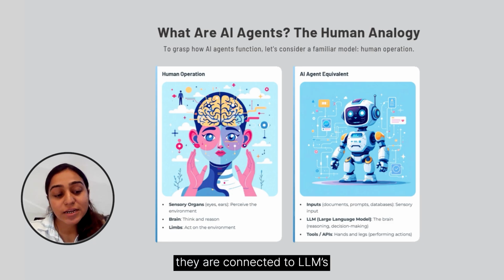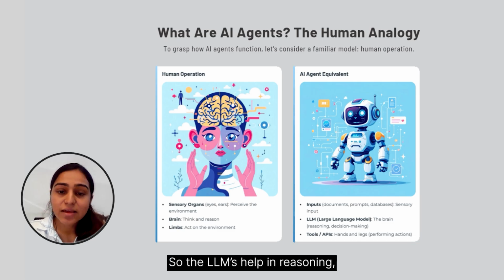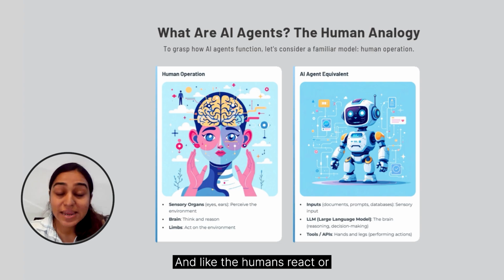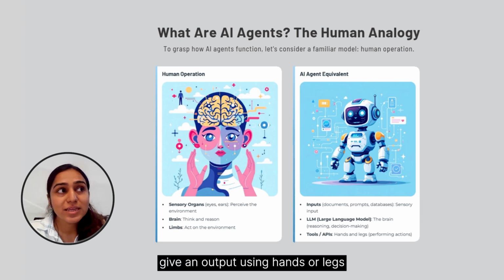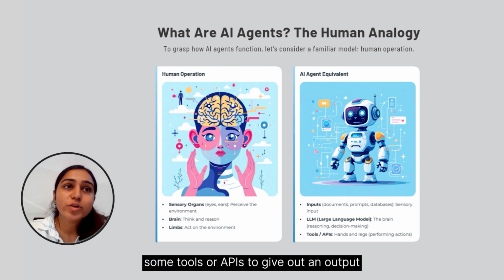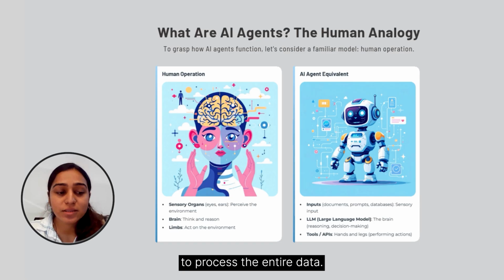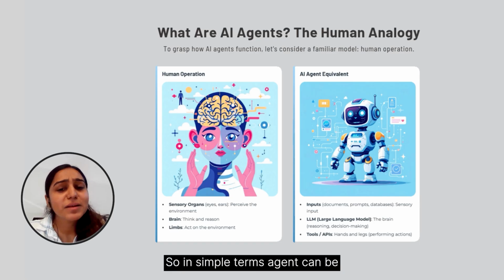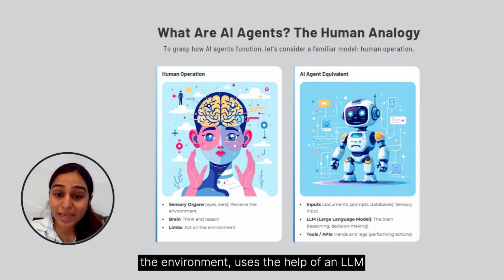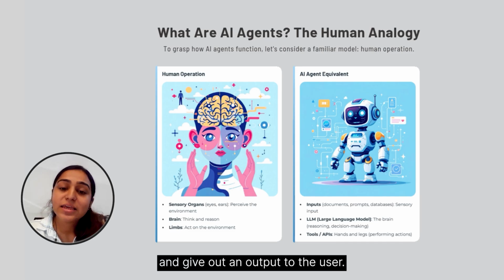Similarly, in agents, they are connected to LLMs, which act as a brain to them. So the LLMs help in reasoning, retaining the context, what the agent has taken as an input, and like the humans react or give an output using hands or legs or our expressions. Similarly, agents use some tools or APIs to give out an output to process the entire data. So, in simple terms, an agent can be thought of as a simple human being where it perceives the environment, uses the help of an LLM to think about it, and gives out an output to the user.